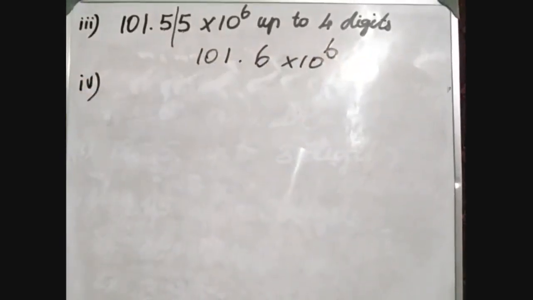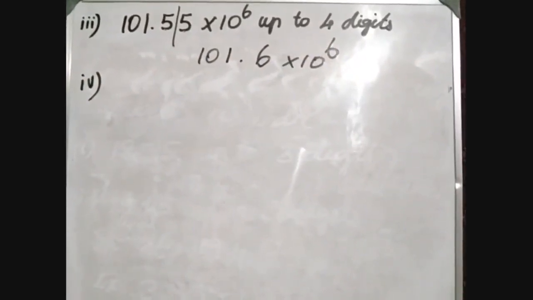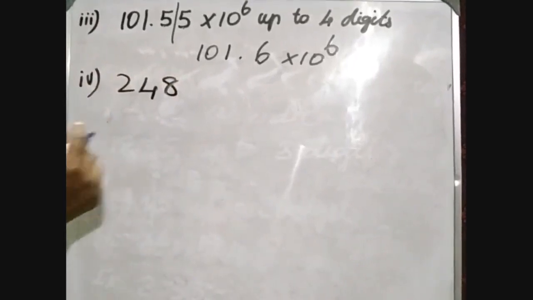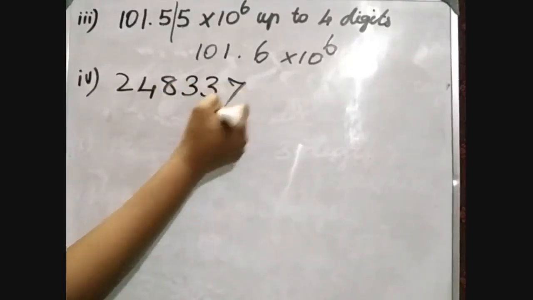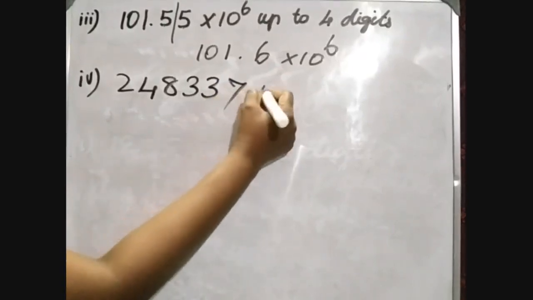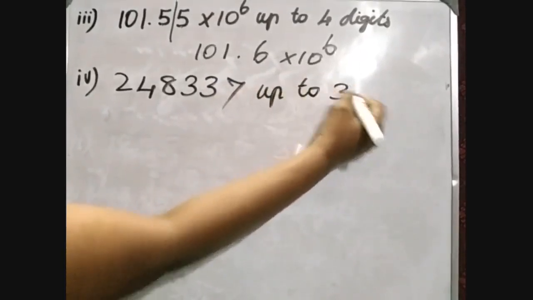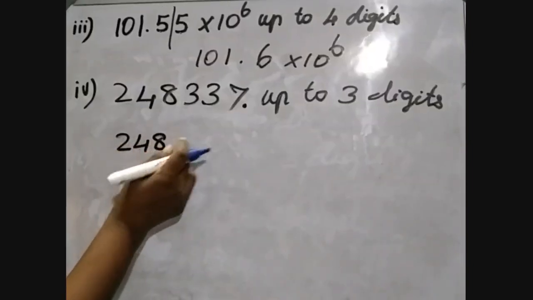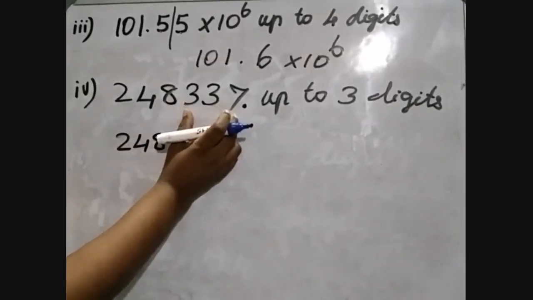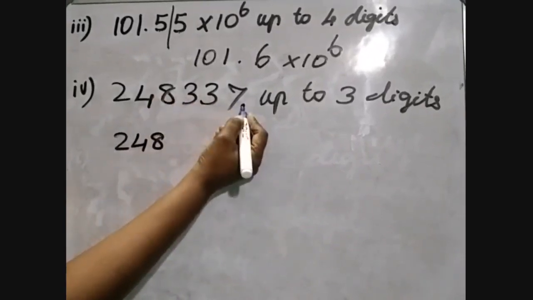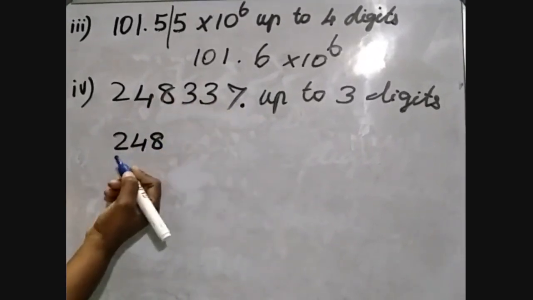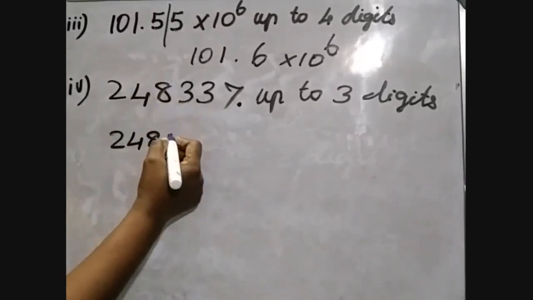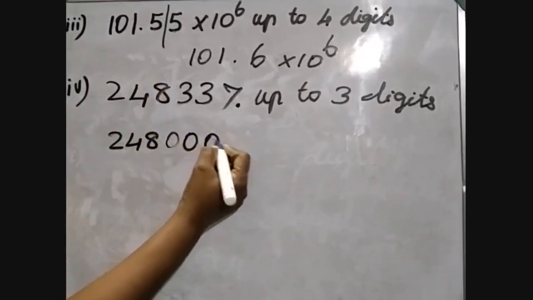The fourth one, 248,337 up to 3 digits. 248, but we can't neglect this 337 because the decimal point is after 6 digits only. So this 3 is less than 5, so we can add 3 zeros.